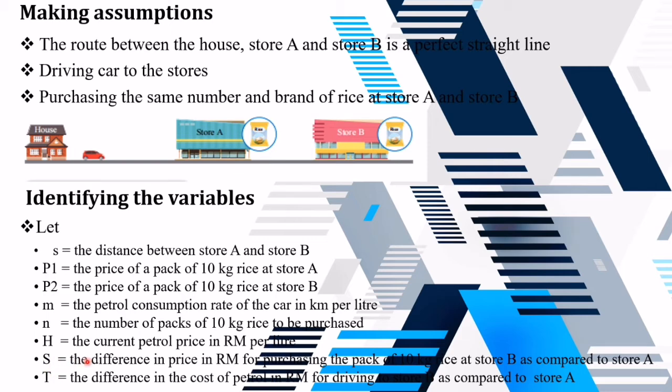S represents the difference in price in ringgit for purchasing the pack of 10 kg rice at store B as compared to store A. And the last one, T represents the difference in the cost of petrol in ringgit for driving to store B as compared to store A.